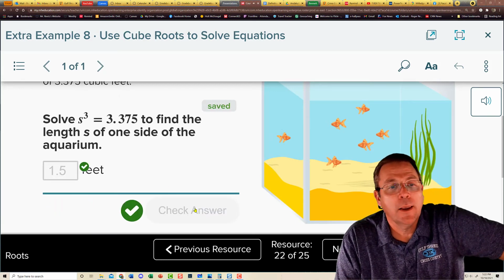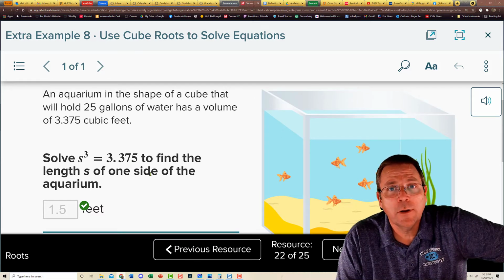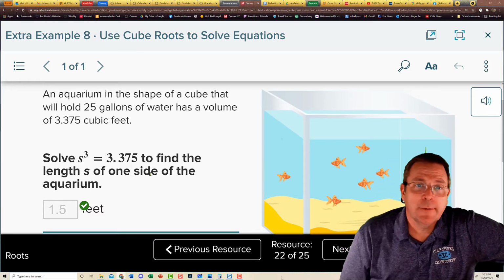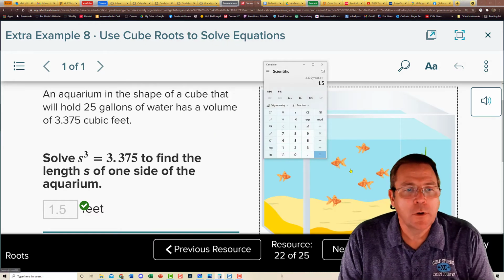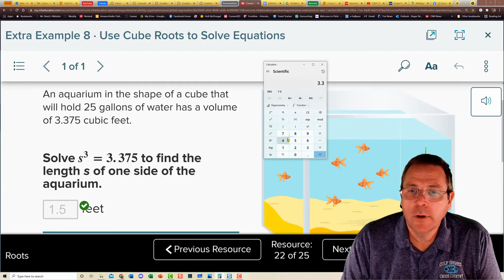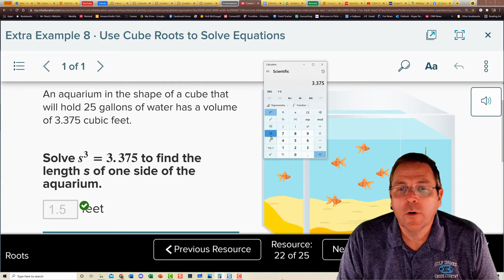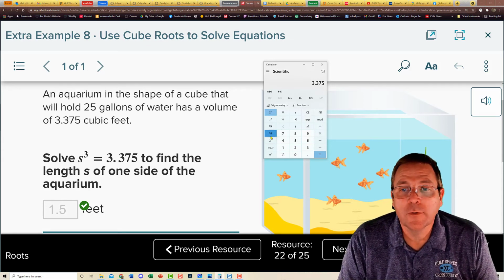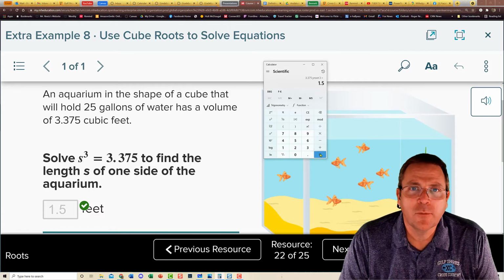Check the answer, and the answer checks. I'm not sure why they gave you a problem to do on your own that required a calculator when they didn't teach you how to do that. I do want to go back one more time and show you how that worked. I took the number that I had, 3.375. I hit the second button on my calculator, and that brought up the y root of x right here, where y is going to be the 3 and the x is going to be the 3.375. I hit that button, I hit the root that I want, which is a third root, and I hit equal, and that gives me the answer.